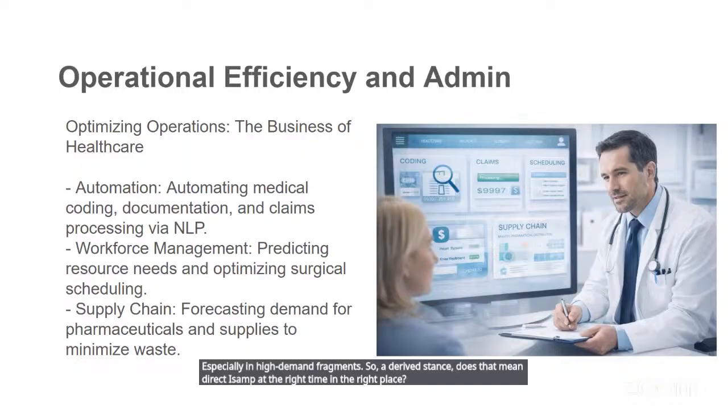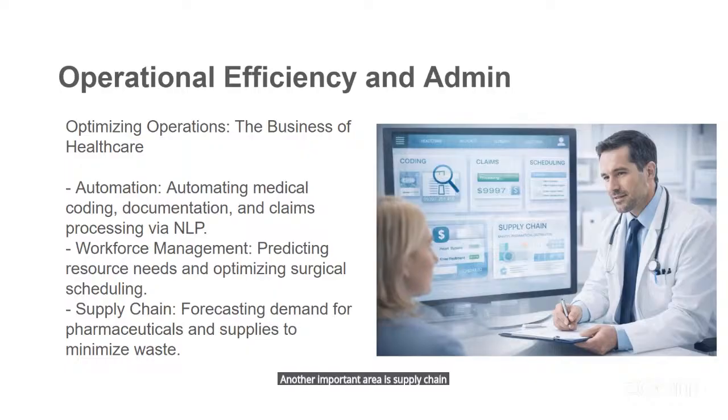Another important area is supply chain management. AI can forecast demand for pharmaceutical and medical supplies. So this minimizes waste, prevents shortages, and reduces unnecessary costs. During a crisis, this capability becomes even more critical.